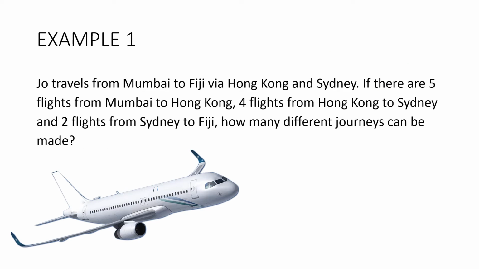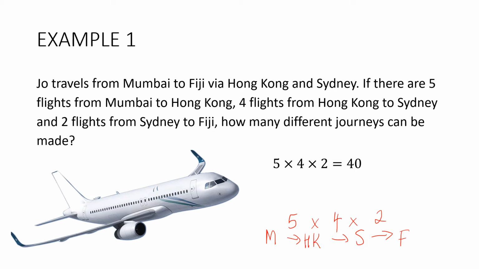Okay, let's have a look at a couple of examples. Joe travels from Mumbai to Fiji via Hong Kong and Sydney. If there are 5 flights from Mumbai to Hong Kong, and 4 flights from Hong Kong to Sydney and 2 flights from Sydney to Fiji, how many different journeys can be made? So let's just draw up a quick diagram. I'm going Mumbai through to Hong Kong, and then through to Sydney, and then through to Fiji. There are 5 flights Mumbai to Hong Kong, 4 flights Hong Kong to Sydney, and 2 flights Sydney to Fiji, and we're just going to multiply those possibilities. And so there are 40 different journeys.